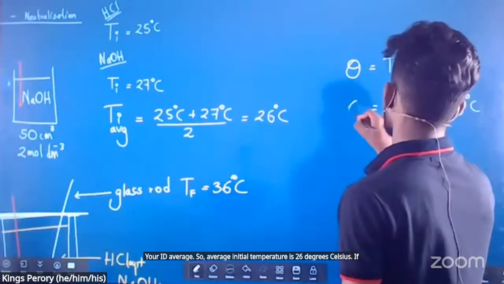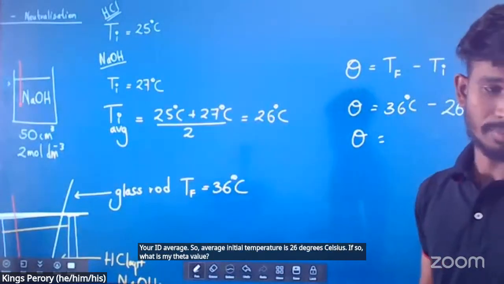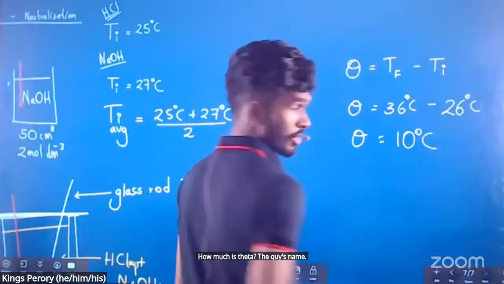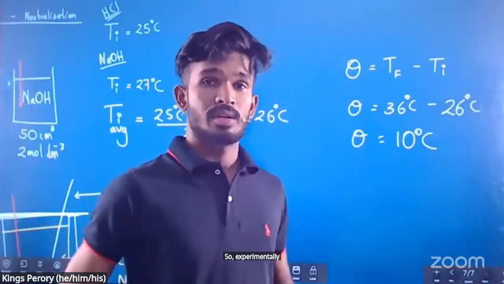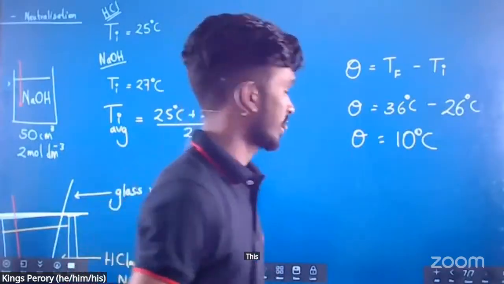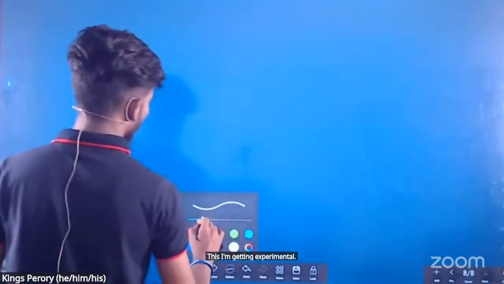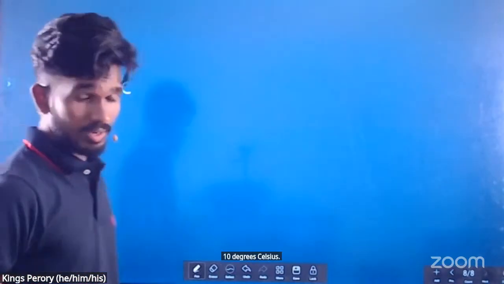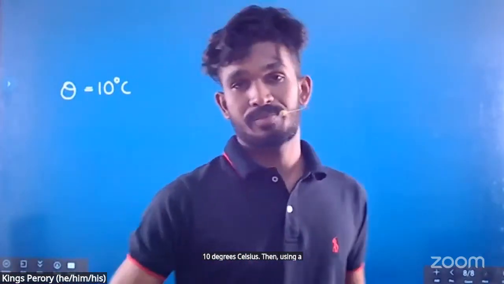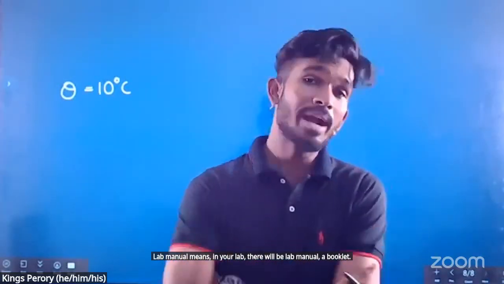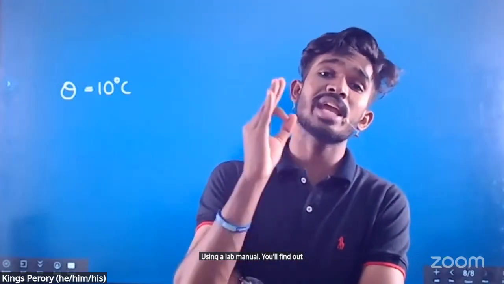If so, what is my theta value? How much is theta? 10. Theta is 10. So experimentally, I find out the temperature change is 10 degrees Celsius. This I am getting experimentally. So experimentally, I know the temperature change, theta value, 10 degrees Celsius. Then, using a lab manual, which means in your lab there will be a lab manual, a booklet, you find out the specific heat capacity of water.